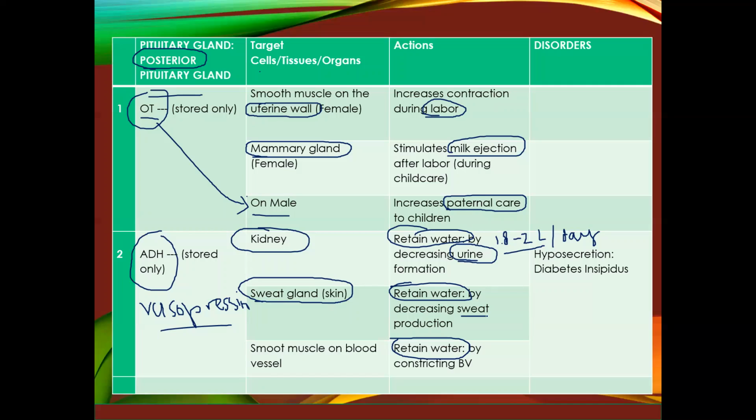When we produce the ADH, then we will control our sweat production. And then the last one will be the one that carries water in our body, which is the blood vessel. So the blood vessels will be the next target for the ADH. It will retain water in the blood. So it's really a logical connection and explanation for these hormones.